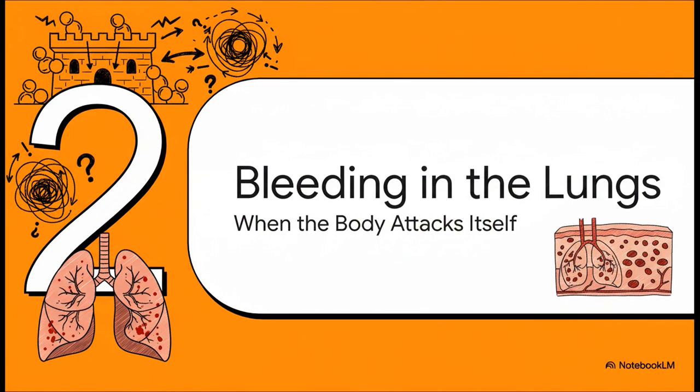But what if your own soldiers start attacking your own people? Kya hoga? That's what we call autoimmunity. And when this happens in the lungs, it's a disaster. It can cause dangerous bleeding inside the lungs. We call it pulmonary hemorrhage.